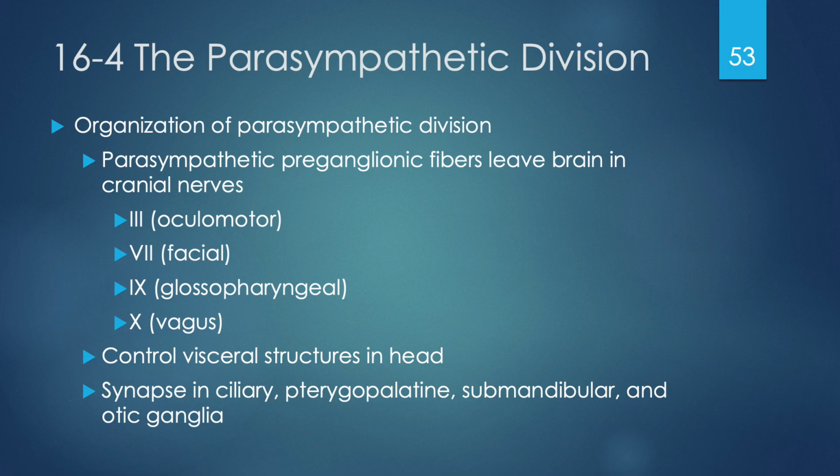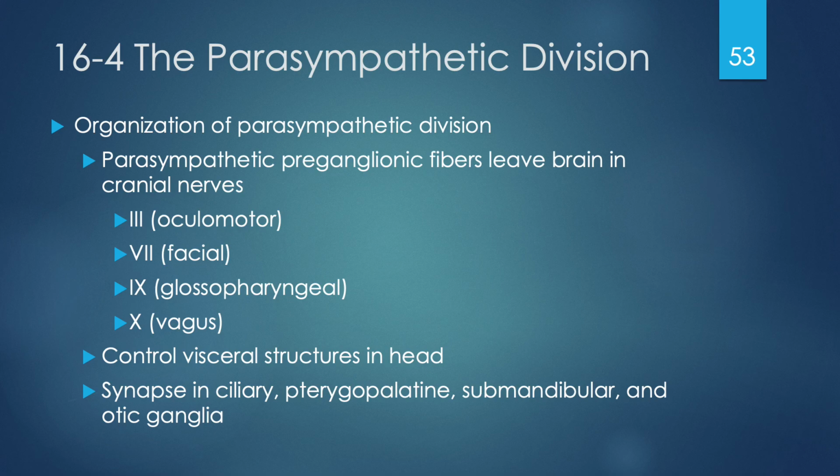So the way that this is organized is that we have parasympathetic preganglionic fibers, so these are the really long ones. They leave the brain via the cranial nerves. So they come out through cranial nerve 3, which is oculomotor, the facial nerve, which is cranial nerve 7, the glossopharyngeal nerve, which is cranial nerve 9, and our wanderer, the vagus, cranial nerve 10. So these will control our visceral structures in our head, and they synapse in our ciliary, pterygopalatine, submandibular, and otic ganglia.